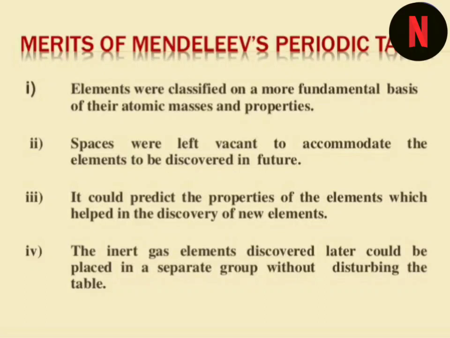The merits of Mendeleev's periodic table are: elements were classified on a more fundamental basis of their atomic mass and properties. Spaces were left vacant to accommodate the elements to be discovered in future. It could predict the properties of elements, which helped in the discovery of new elements. The inert gas elements discovered later could be placed in a separate group without disturbing the table.